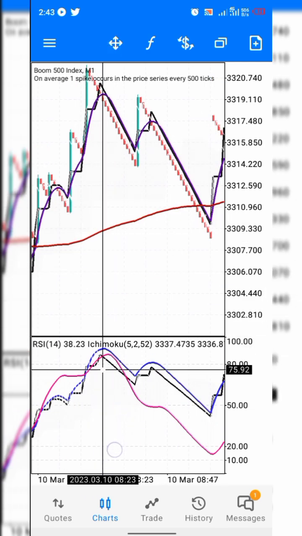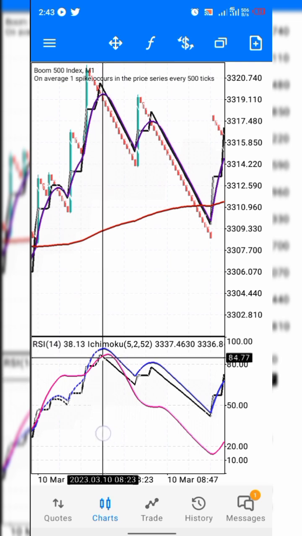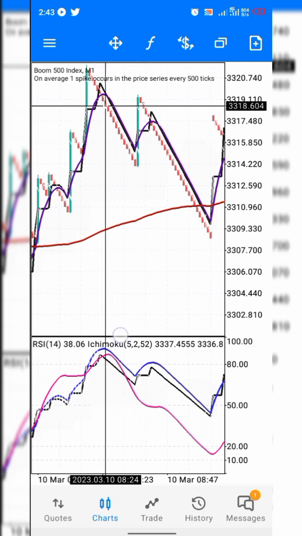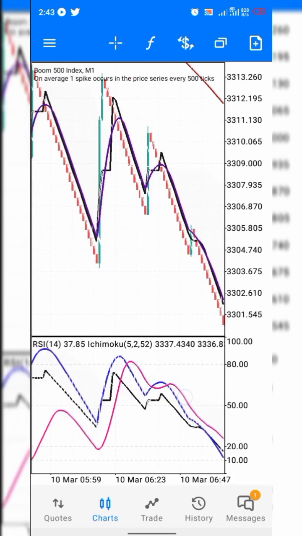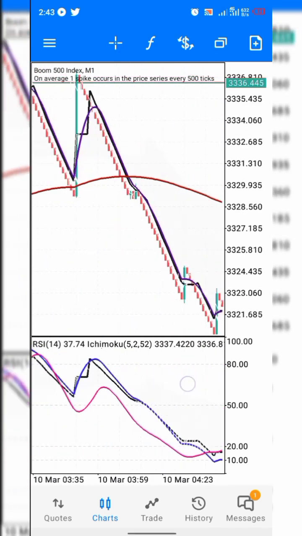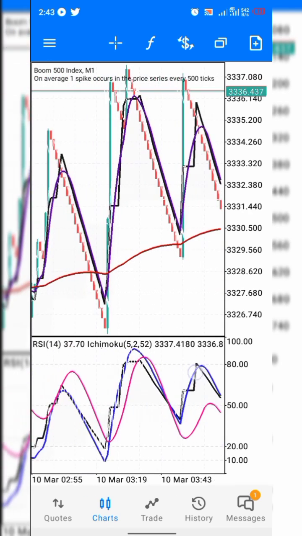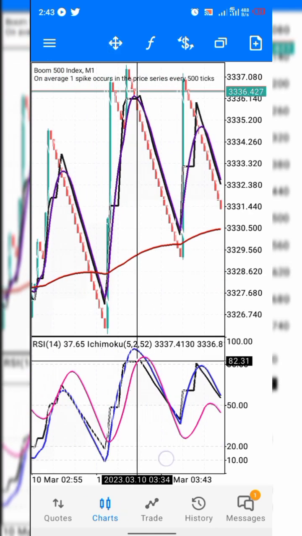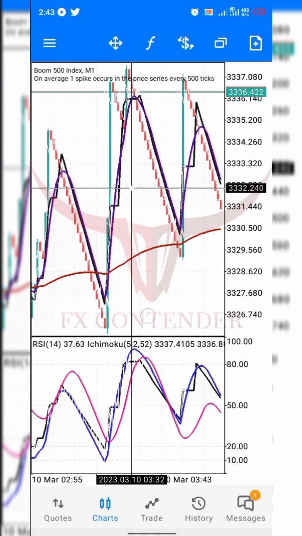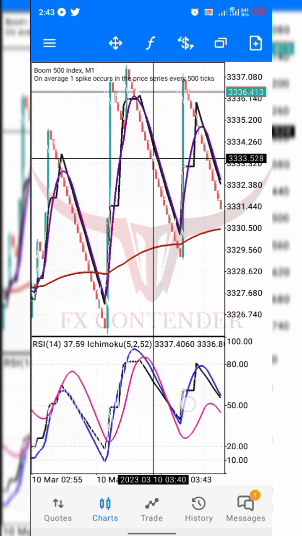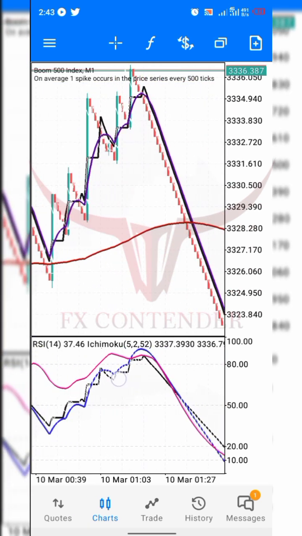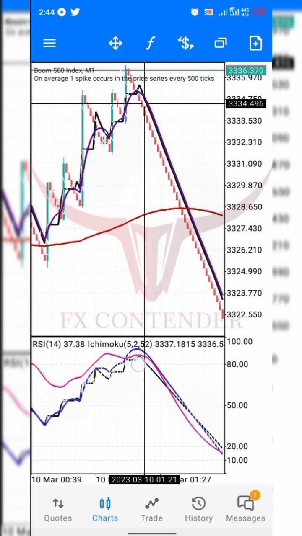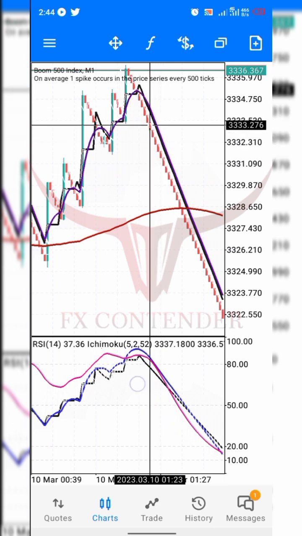Look at it here. It's reached the 80 level here in the indicator window, and on the main chart too, it delivers more than 5 candles, and that is how it has always been doing on boom and crash. Look at it here. When it reached the 80 level here, it delivers more than 5 candles, and that is how it has always done. So this strategy truly works.